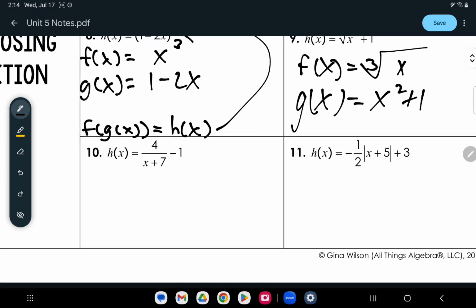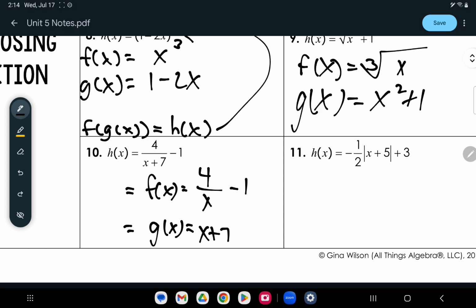I could see the outer shell as being 4 over something minus 1, and that something being x plus 7. Okay? What else could I see? There's something else for this one. There's a reason why I wanted to do this. We could say that f of x is 4 over x minus 1, and g of x is x plus 7.